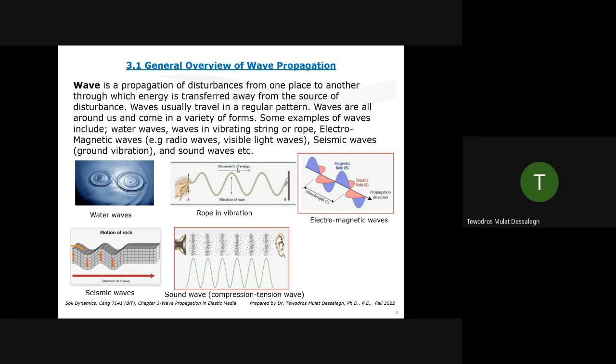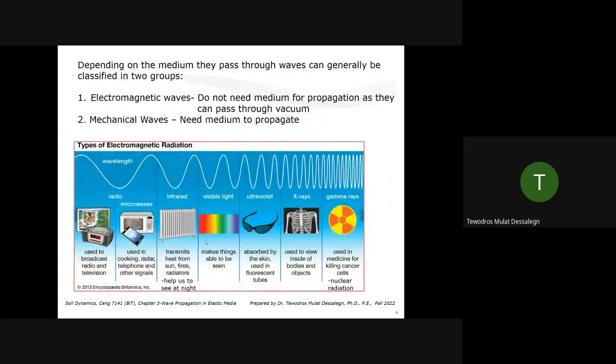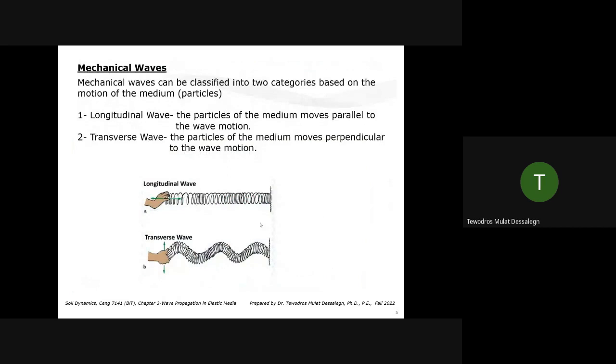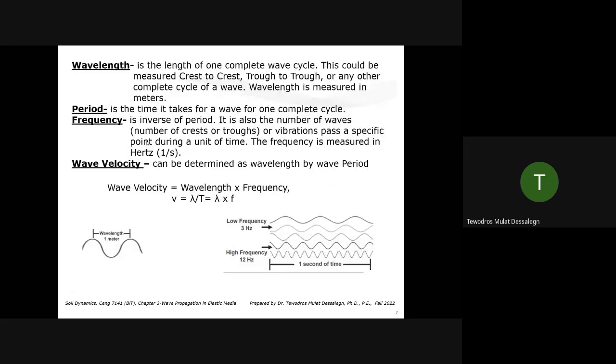So we have seen the general overview of wave propagation. We have waves all around us: water waves, rope vibration, electromagnetic waves, sound waves, or the one we are focusing on, seismic waves. And we have various forms of waves. Mechanical waves can be longitudinal waves, which we also call compressional waves, and we can also have transverse waves.